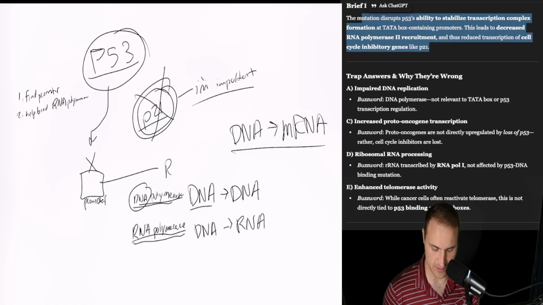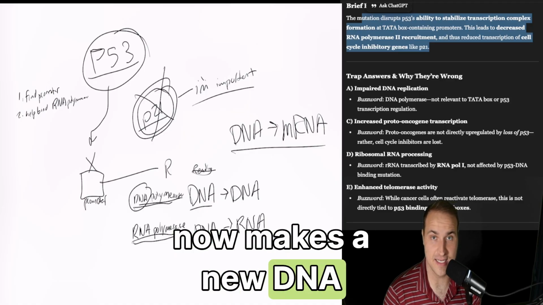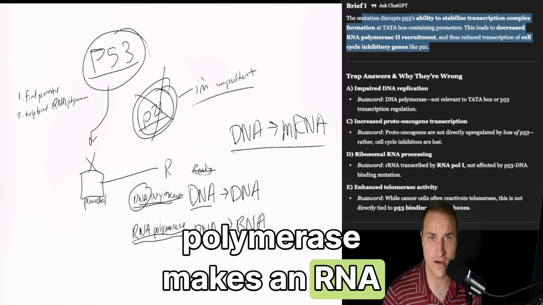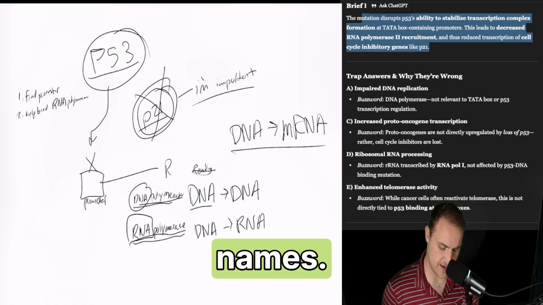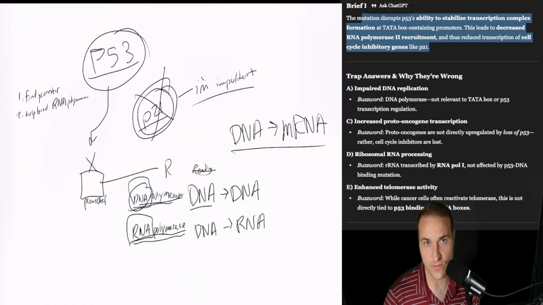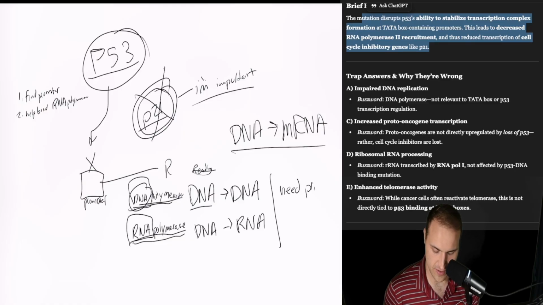Well, how are they similar? Well, as you can see, they're both reading the DNA template. They're just doing different things with it. The DNA polymerase makes a new DNA strand. The RNA polymerase makes an RNA strand. And that's the reason why they have different names. And now there's one more distinction that's important for Step 1, and that is that DNA polymerase, this guy right here, will need a primer. It needs a free 3' OH group.